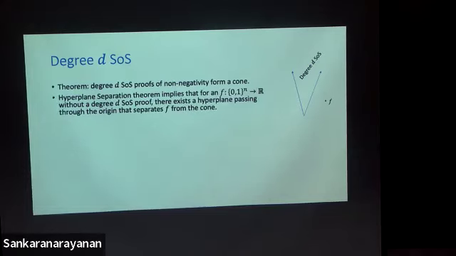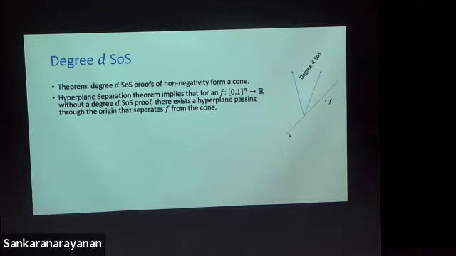So what does that mean? Suppose you have a polynomial for which there is no degree d SOS proof. Then using some fundamental theorems from convex geometry, you can prove that there exists a hyperplane that passes through the origin that separates this point from the cone. The proof is sort of by picture, right? If this is your cone and this is your F, you can always find a line that passes through the origin which separates them. So this is a proof by picture, if you will. So you can always find a hyperplane passing through the origin that separates the polynomial from the cone.